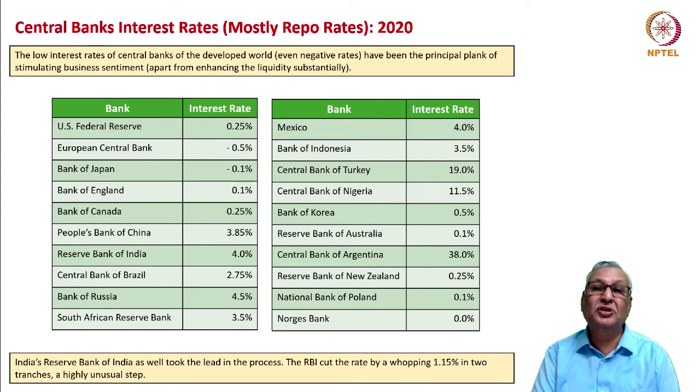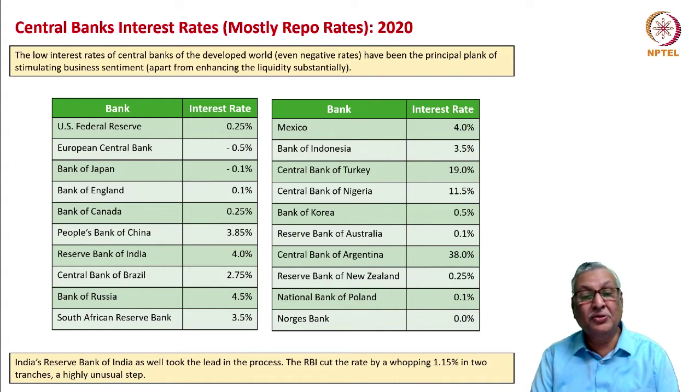The interest rates, mostly repo rates, in 2020 were kept at very low levels by central banks of the developed world. Even negative rates were introduced. These have been the principal plank of stimulating business sentiment, apart from enhancing the liquidity substantially. You can see that US Federal Reserve kept the interest rate at the low of 0.25%. We have European Central Bank at minus 0.5%, Bank of Japan at minus 0.1%. So different countries have different rates of interest at low level compared to the pre-COVID levels.